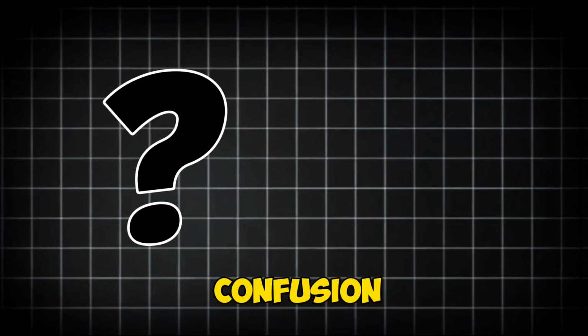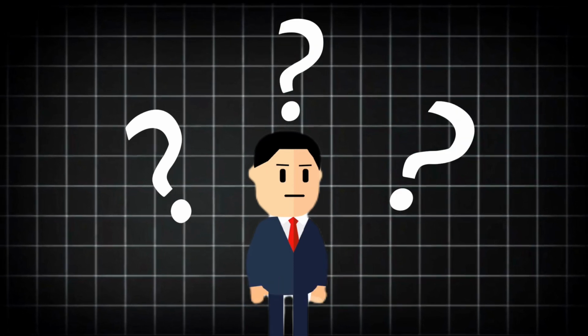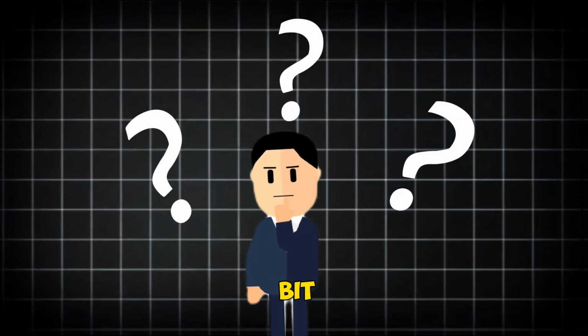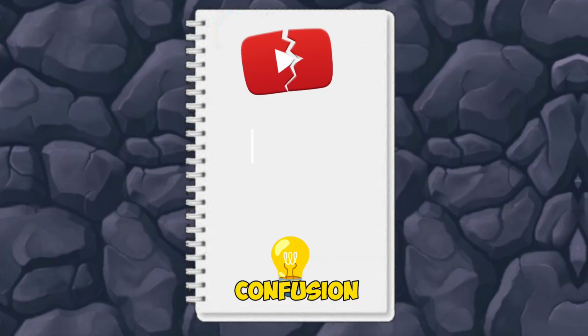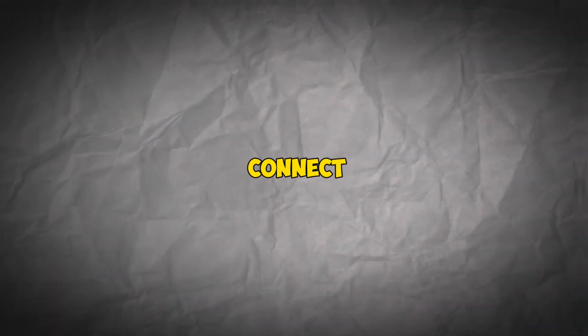First, they will create confusion, and later on they will go on solving. You can ask various questions in the intro so that they will be confused a bit, and later on solve that confusion. The third method is problem introduction. These types of intros really help a lot in engaging the audience, and also they will connect with your channel easily.